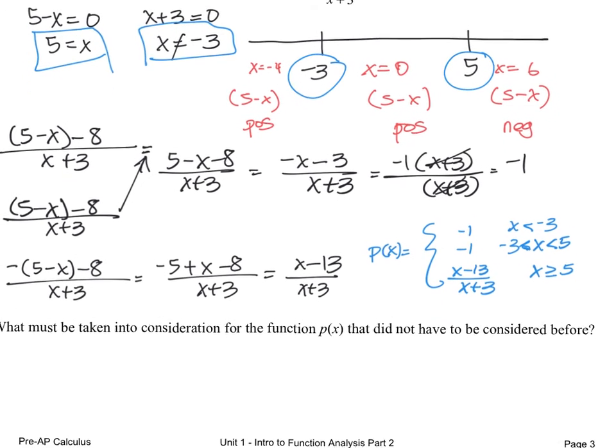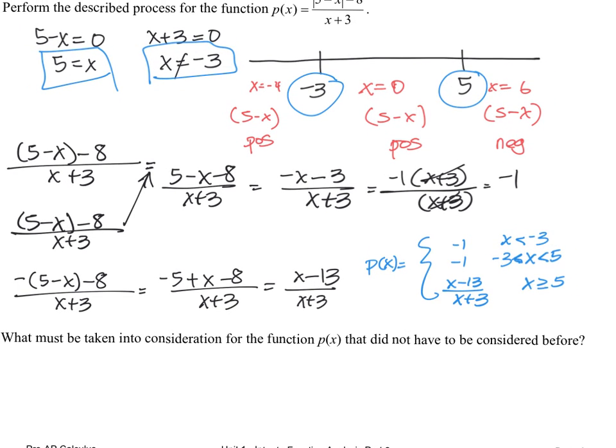So notice on this last question, what must be taken into consideration for the function p of x, it did not have to be considered before. We have to be worried about that undefined value of that denominator. So we have to know that x can't be negative 3 because p of x is undefined there.